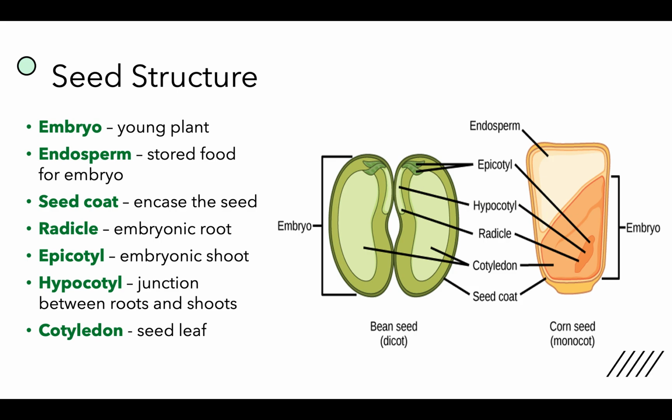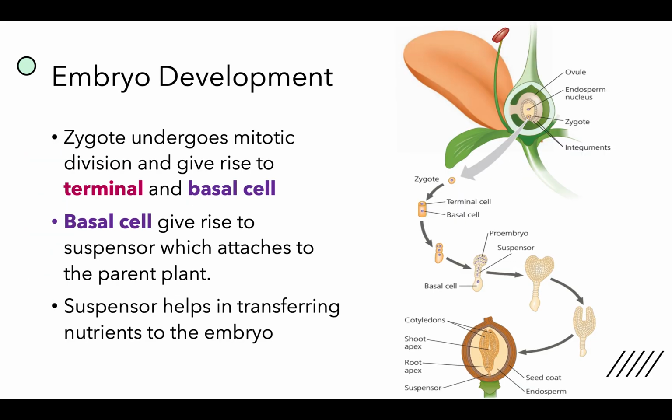The mature embryo also consists of an embryonic root known as the radicle, the embryonic shoot known as the epicotyl, and the junction between the roots and shoots known as the hypocotyl. Lastly, the cotyledon is described as a seed leaf that stores food in the form of starch and protein for use by the embryo. An embryo of a monocot plant has one cotyledon, while that of a dicot plant has two cotyledons.